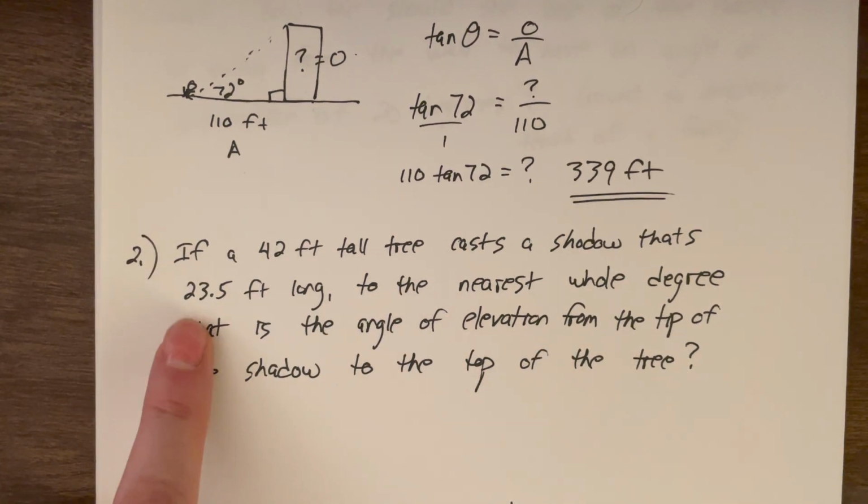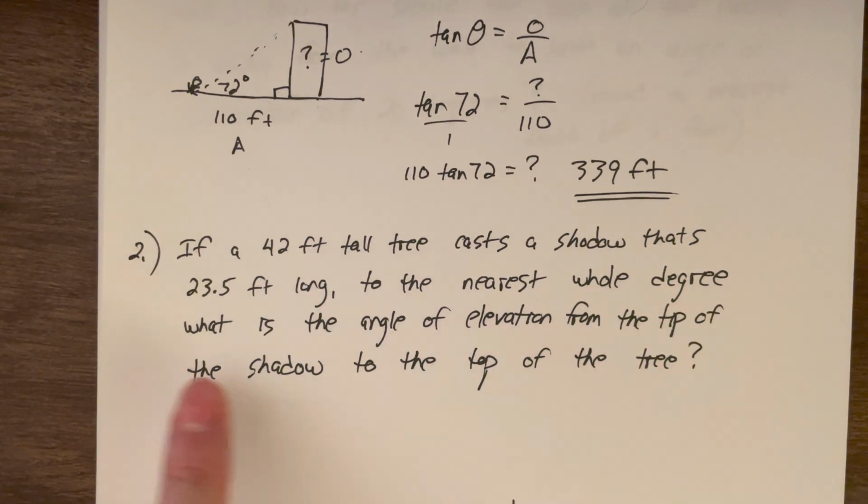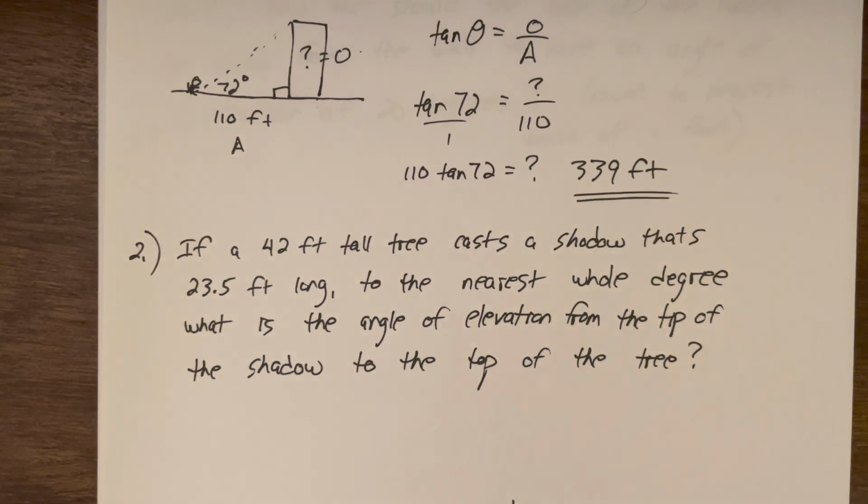It's casting a shadow that's 23.5 feet long. To the nearest whole degree, what is the angle of elevation from the tip of the shadow to the top of the tree? So once again, a lot of information. Let's get our picture drawn.